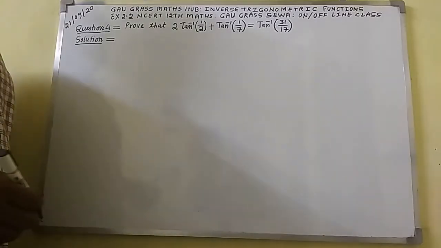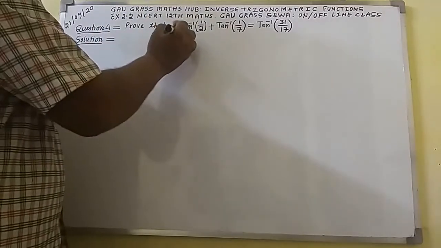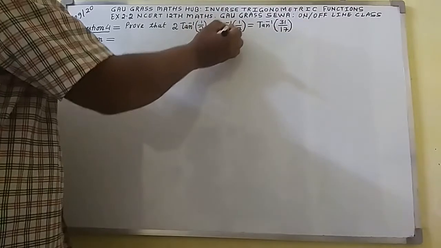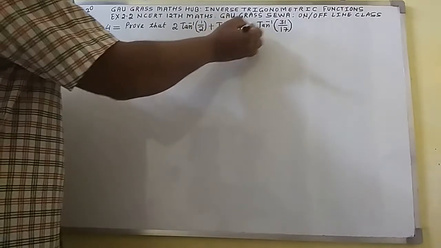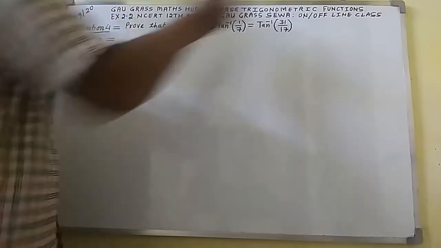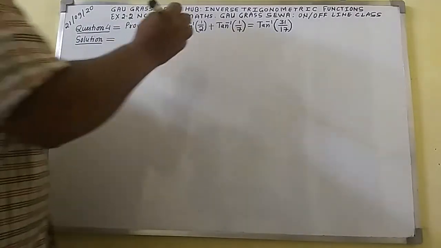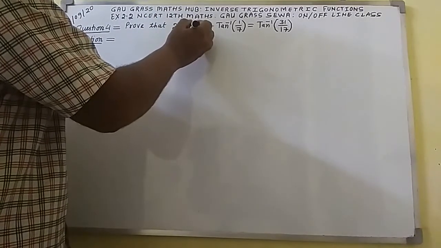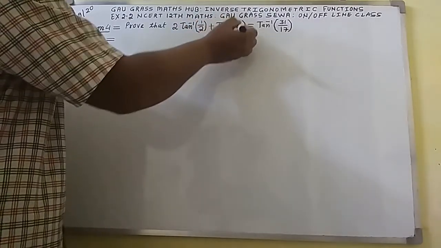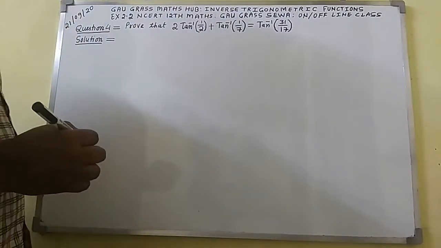Now come to question number 4: prove that 2 tan inverse (1/2) plus tan inverse (1/7) equals tan inverse (31/17). Now come to the solution. Here you can see 2 tan inverse (1/2) plus tan inverse (1/7) is on the left hand side.